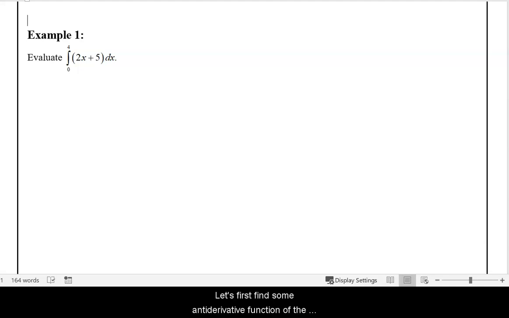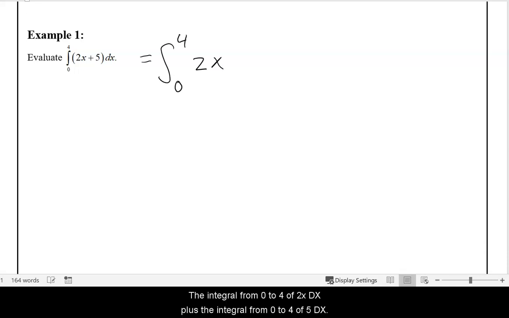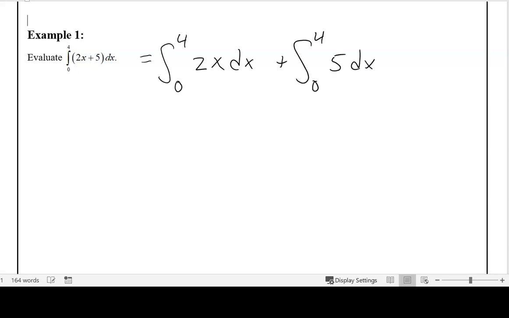Let's first find some antiderivative function of the integrand 2x plus 5. To do that, I'll split the definite integral into two pieces: the integral from 0 to 4 of 2x dx plus the integral from 0 to 4 of 5 dx.